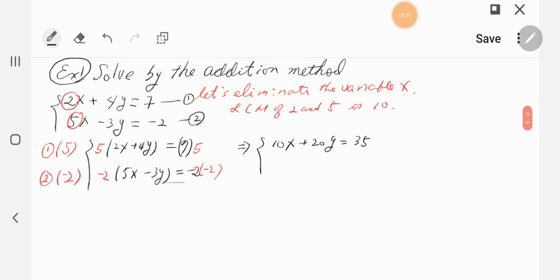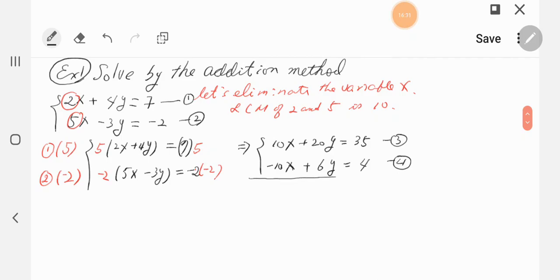So multiply the second equation by negative 2, so negative 10x plus positive 6y, and then the right side of the equation is 4. Okay, so we got this. So we have new equations, 3 and 4. Let's say this is equation 3, equation 4, because we changed equation 1 and 2 by multiplying by 5 and negative 2 to make the same coefficients with different sign.